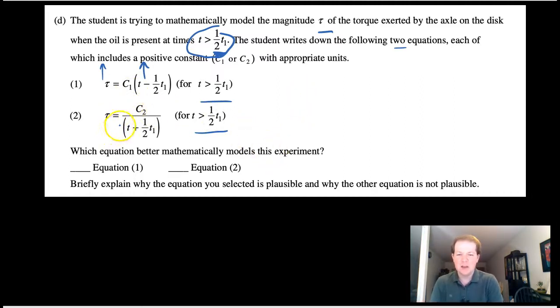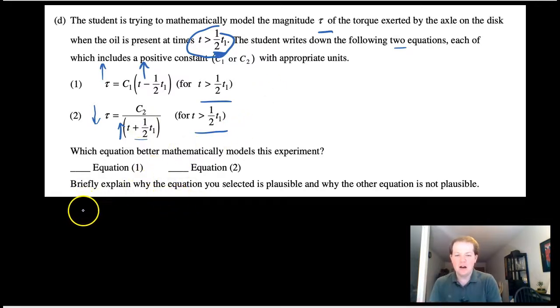Let's look at two. All right, now I have C2, and then in the denominator, I have a time. So if time is increasing, if this is in the denominator, the result would have the torque decreasing. Does that make sense? Yes, it does, because again, we're dripping oil. We're removing friction. So, okay, what am I going to write down?